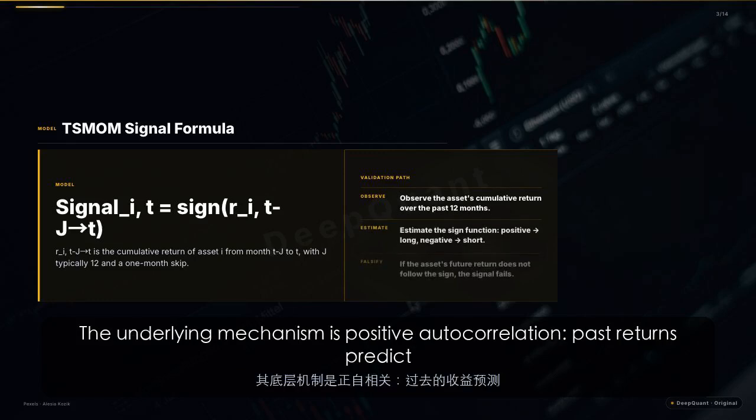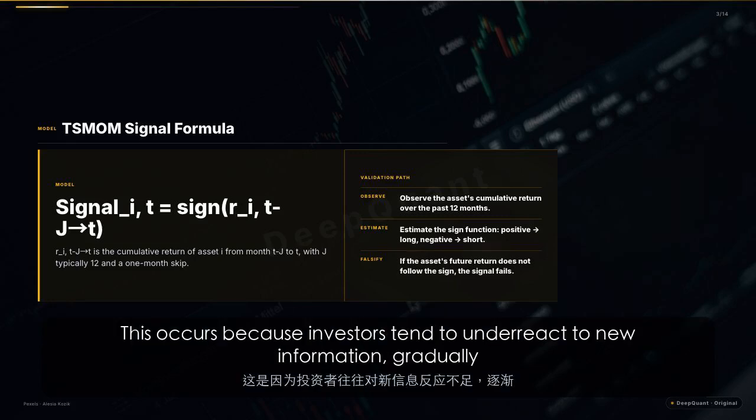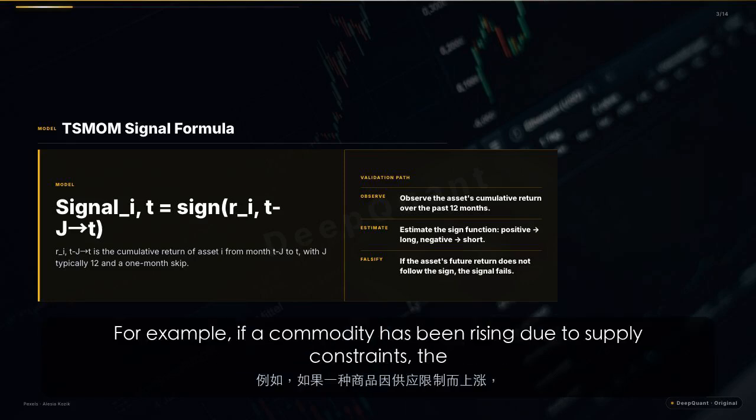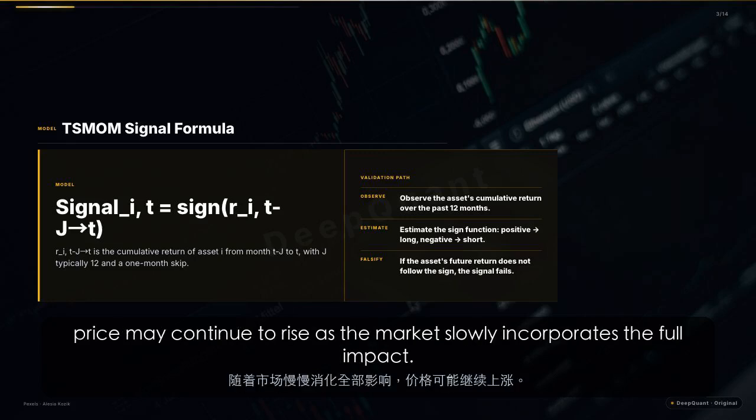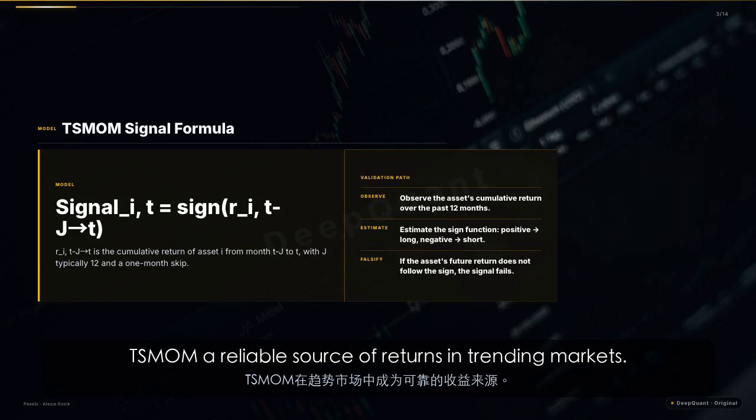The underlying mechanism is positive autocorrelation. Past returns predict future returns in the same direction. This occurs because investors tend to underreact to new information, gradually adjusting their valuations over time. For example, if a commodity has been rising due to supply constraints, the price may continue to rise as the market slowly incorporates the full impact. This momentum effect is robust across asset classes and time periods, making TSMOM a reliable source of returns in trending markets.